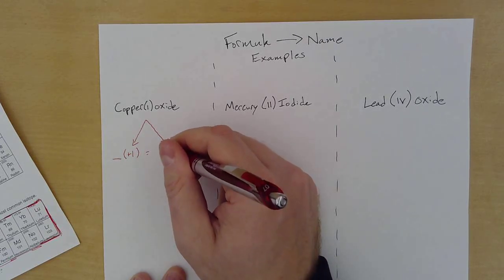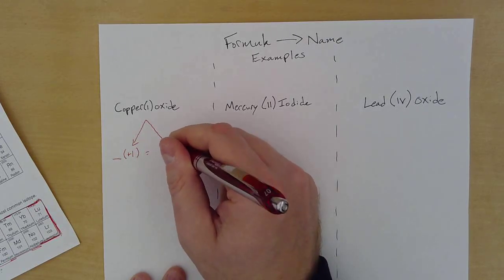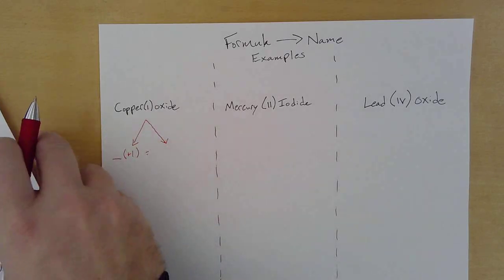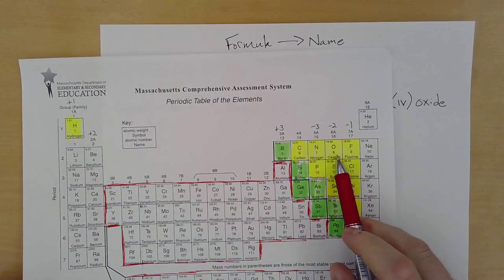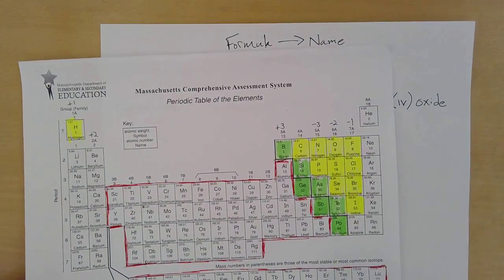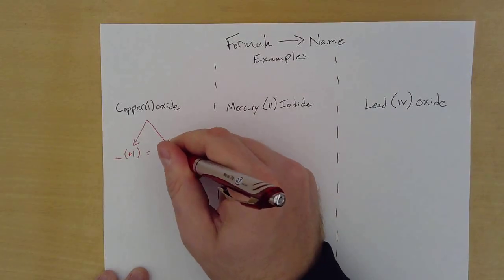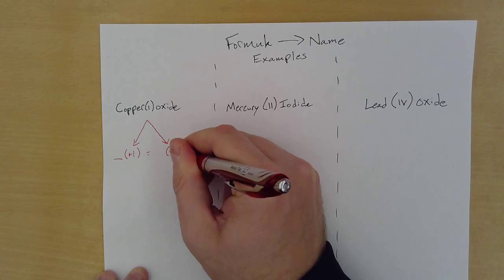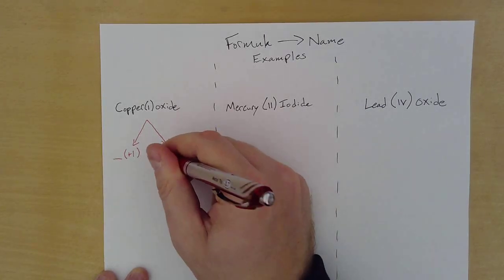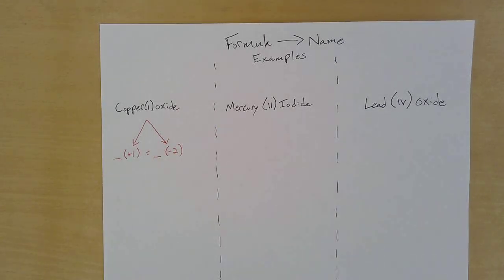And then the other part is oxygen, right? Oxygen, we look at our list. Oxygen right here is in our -2s. So I'm going to put my parentheses. I got my -2. Okay, how do I balance them out? So what do I need to do to either side to make this work?